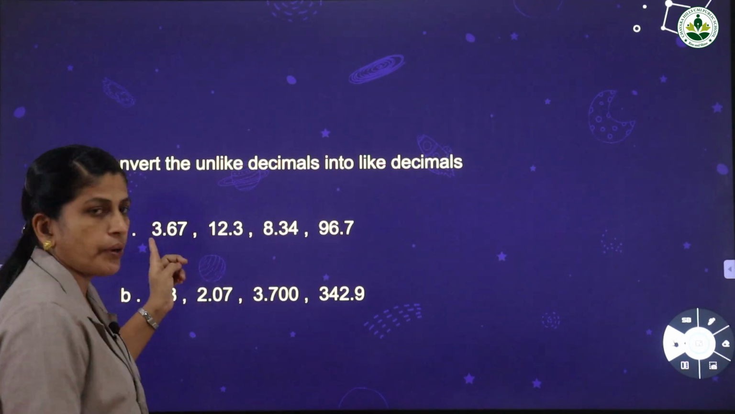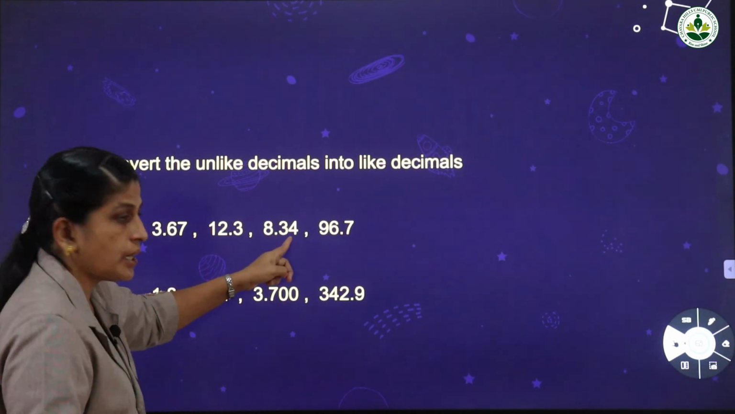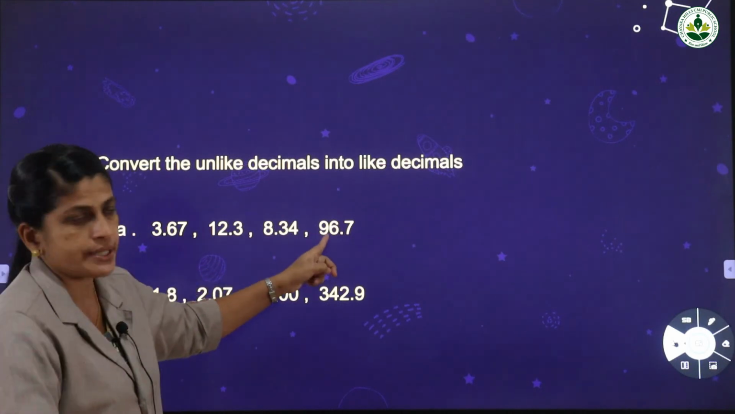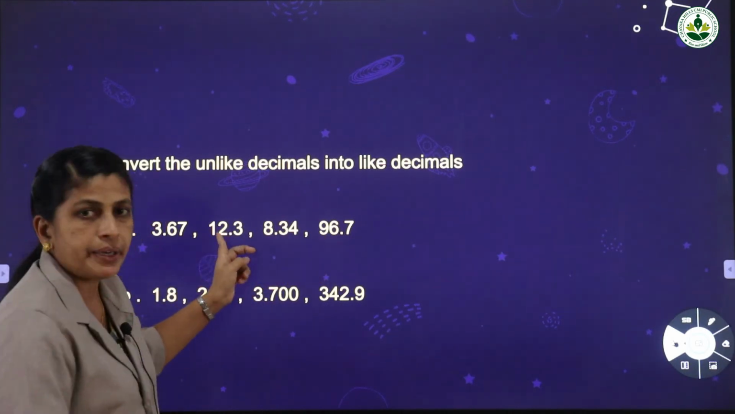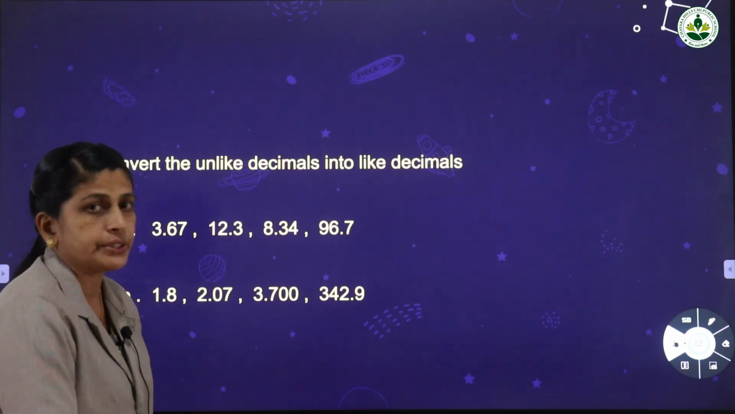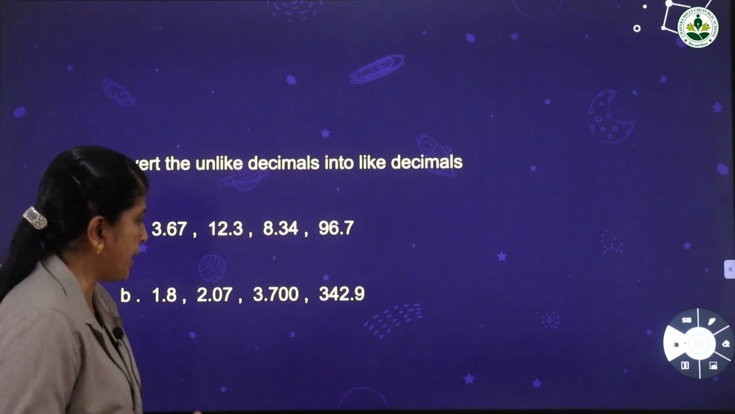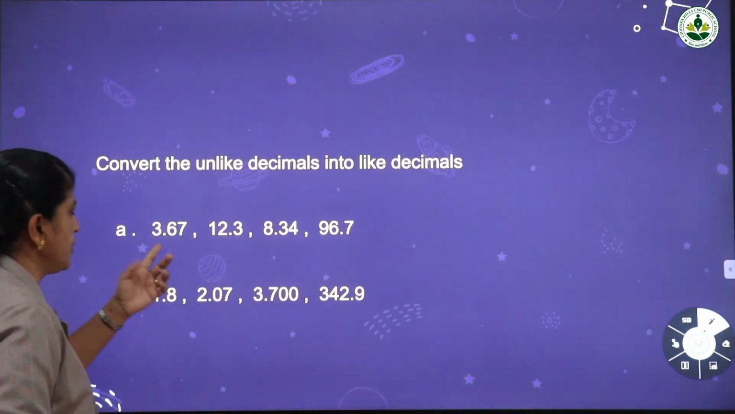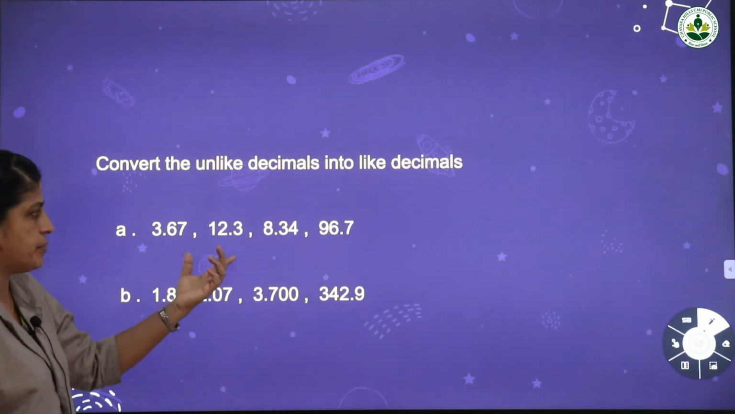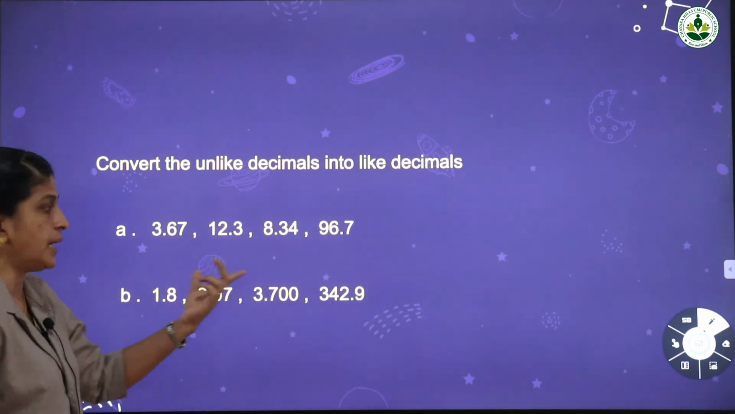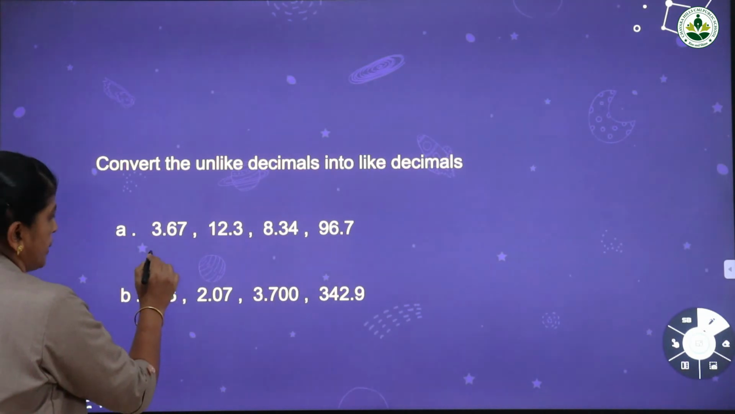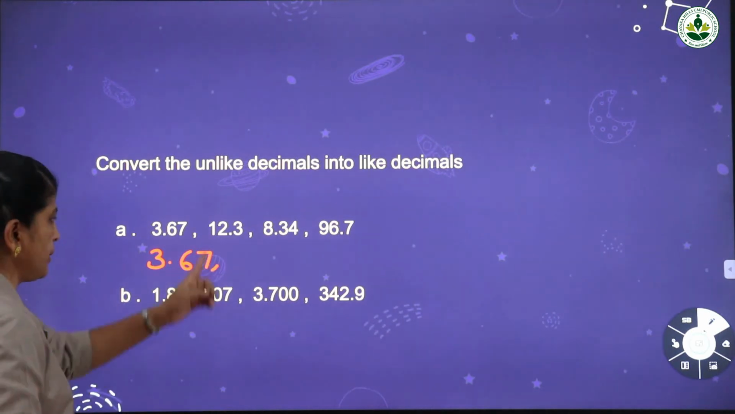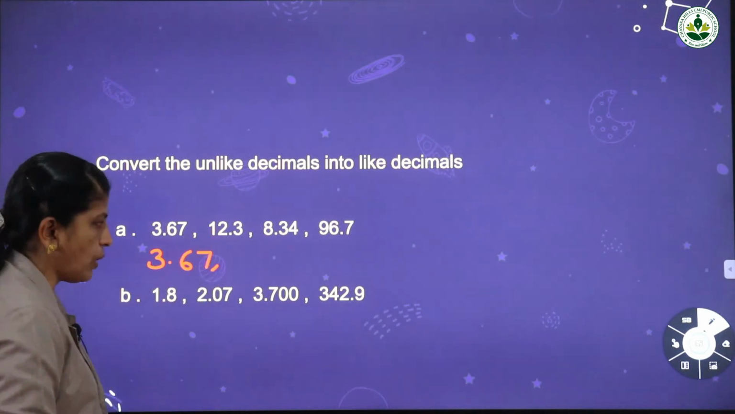Therefore, the maximum number of digits after the decimal point is 2. Therefore, make 12.3 and 96.7 into decimal numbers with two digits after the decimal point. How can we make it? By putting 0 after 3 and after 7. Therefore, we have to write all the decimals with 2 digits after the decimal point. The first number, no need to change because it already has 2 digits after the decimal point. In the second number, there is only 1 digit.